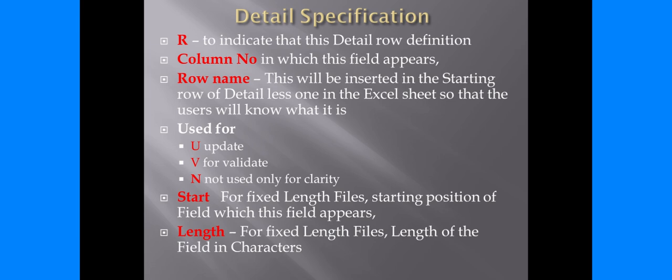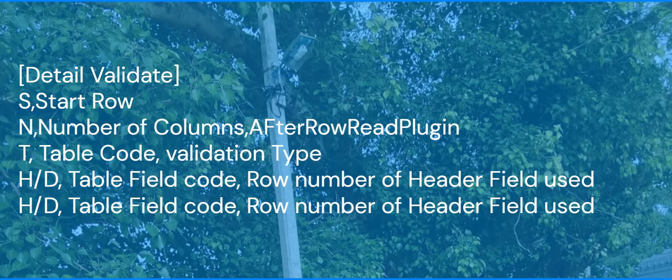This will be used as many times as the number of rows in the header section. Starting position of the column if it is a fixed length text file. Length of the column if it is a fixed length text file, also used for creating template Excel file for preparation of the data. Detail validate will start with S specification that will indicate the start of detail rows.